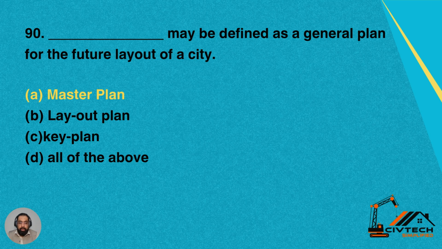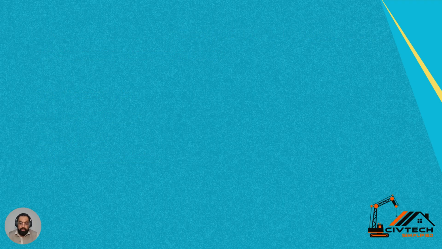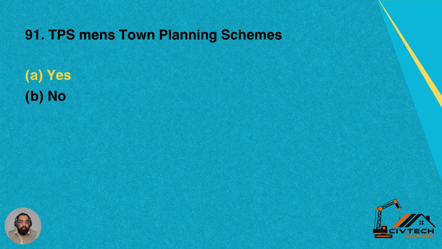So we already discussed the master plan in the previous videos in detail. It's the future layout of any city or town, maybe after 40, 50, 60 years, how we forecast or foresee the development of a town or city. So it's already defined in master planning. So master plan is defined as a general plan for the future layout of a city. Option A is correct for this question.